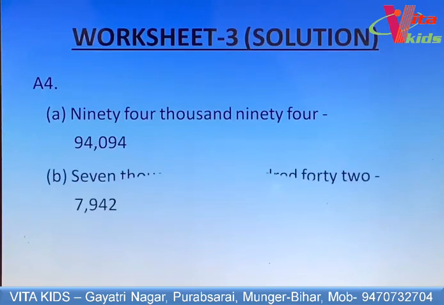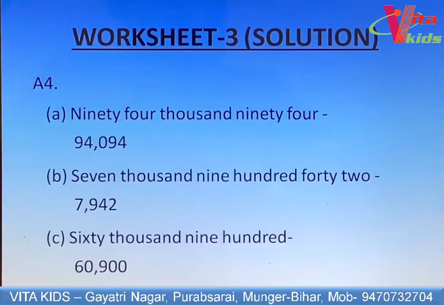Next one we have seven thousand nine hundred forty-two. So we will start with 942, which is the units period. First we will write that. Then in the thousands period we have 7. So we will write 7 there. Sixty thousand nine hundred. Units period we have 900. We will write that. And in the thousands period we have 60,000. So we will place 60 before 900. And the number thus formed will be 60900. This brings us to the end of the worksheet.